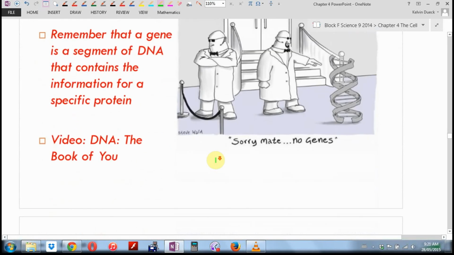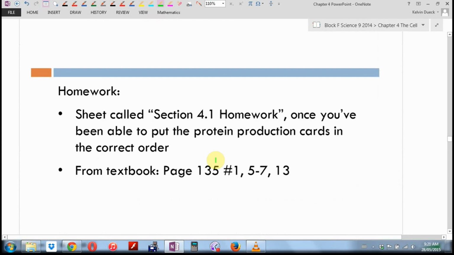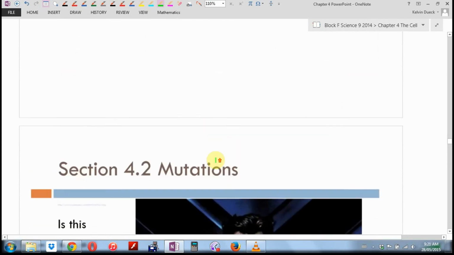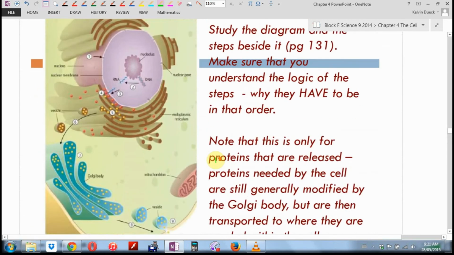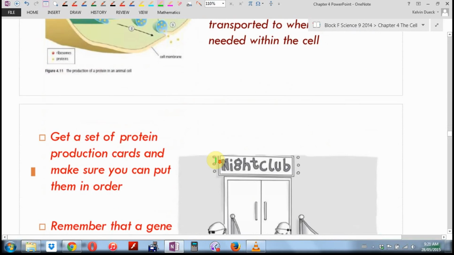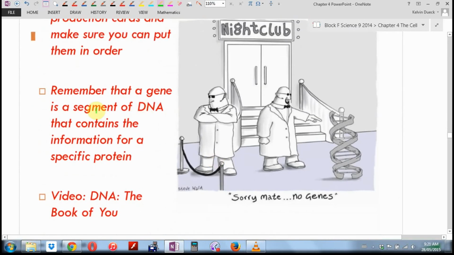No, we're not doing the protein cards. Oh, apparently I forgot to include it. Where's my remember, Mr. Dueck? Oh, there it is. Sorry. Remember that a gene is a segment of DNA that contains the information for a specific protein.